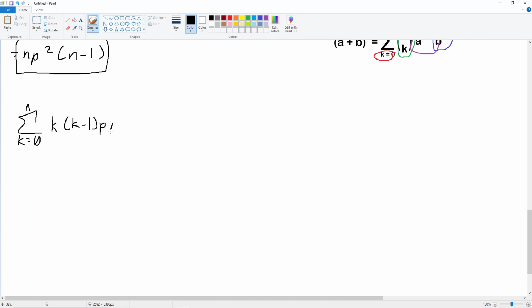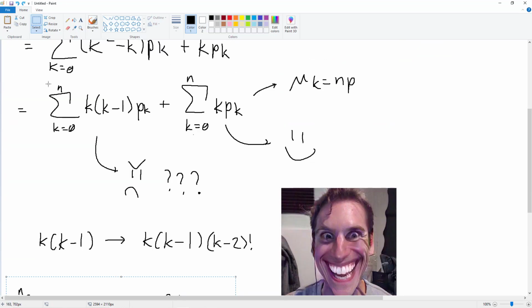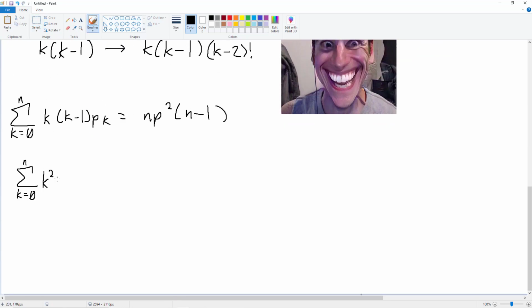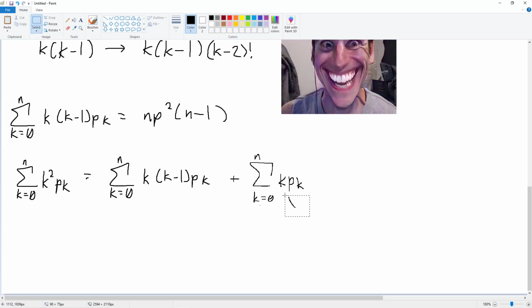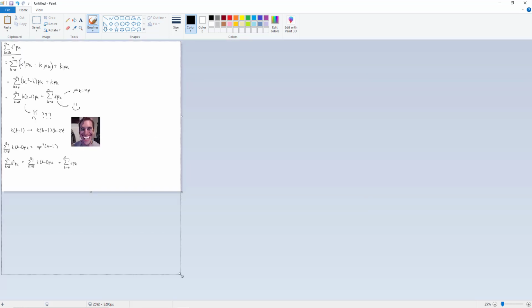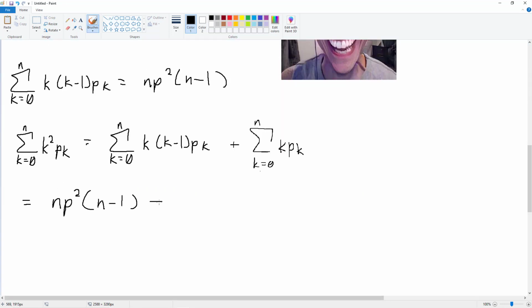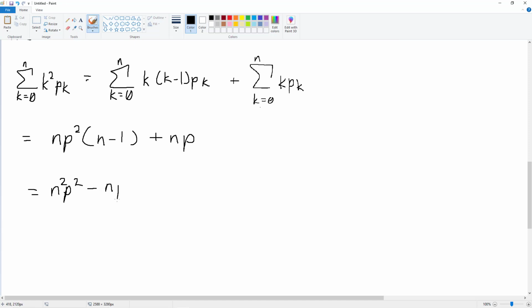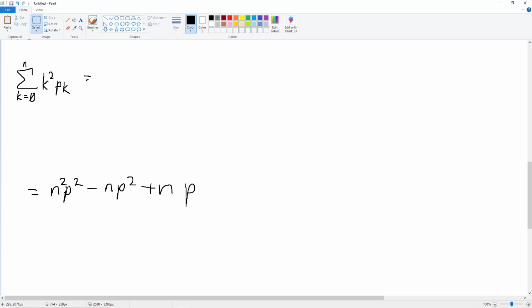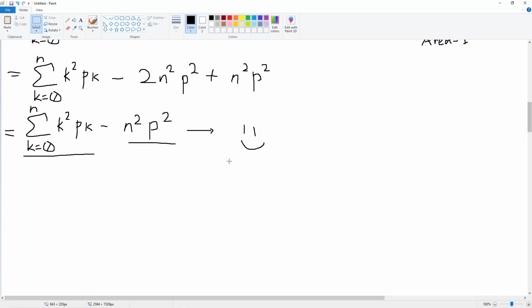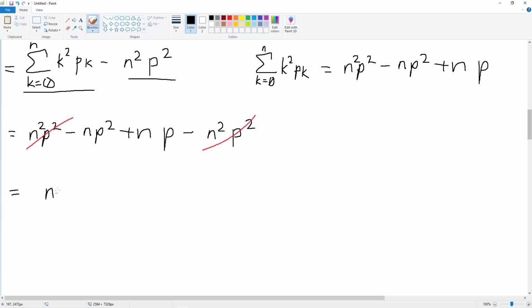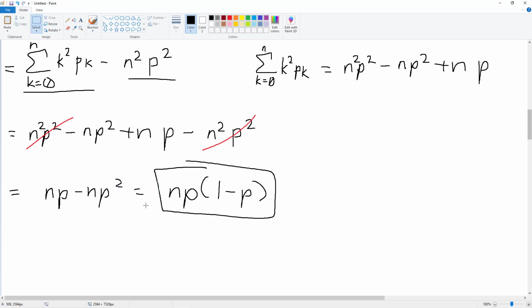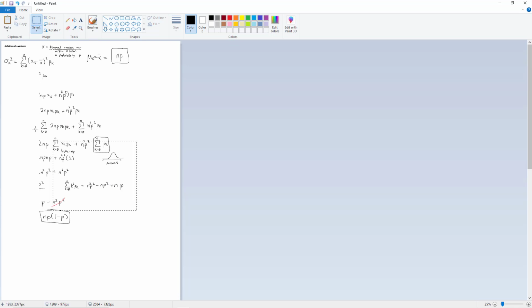And we could take this all the way back to the previous Microsoft Paint, we move it to another window, and then we can finally solve for the sum of k squared times p of k. We find that the sum of k equals 0 to n of the expression k squared times p of k is n squared p squared minus np squared plus np. Then we could substitute that expression into the first expression we got to describe the variance of a binomial distribution. And we finally get that it's n times p times 1 minus p.